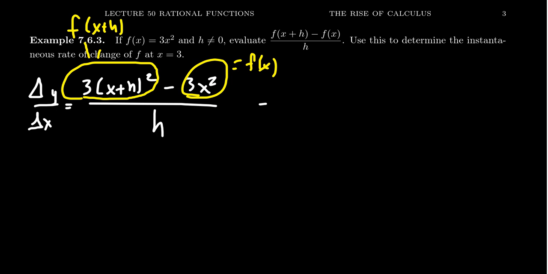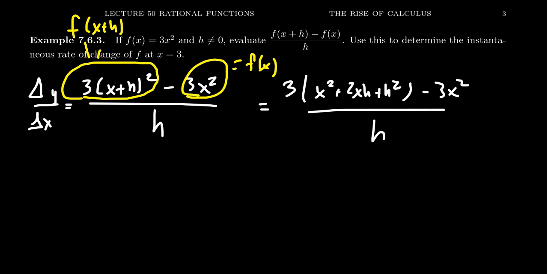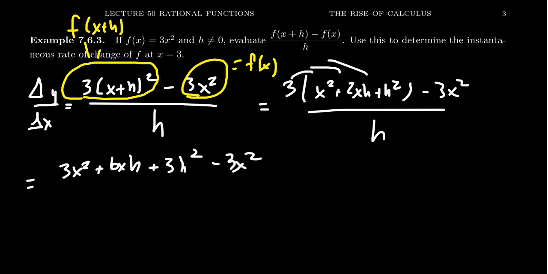So I'm going to have to FOIL out the x plus h squared. Doing that, it's going to give me x squared plus 2xh plus h squared, and then we subtract a 3x squared right there. Next thing, distribute the 3, in which case you're going to get 3x squared plus 6xh plus 3h squared minus 3x squared all over h.